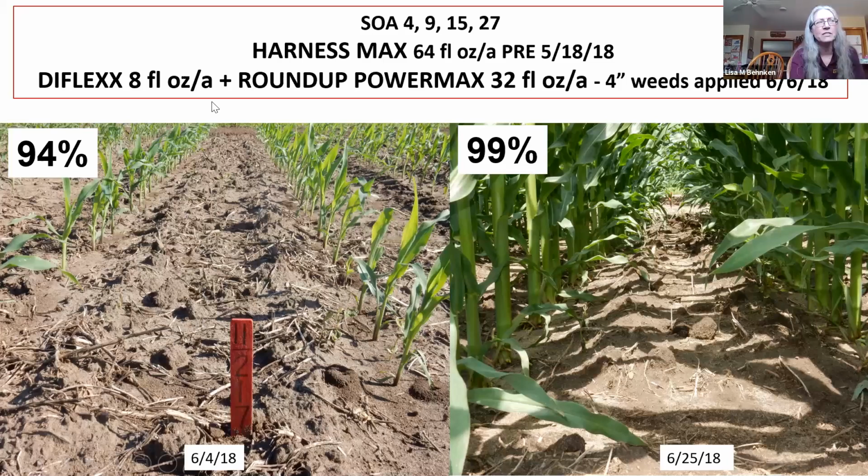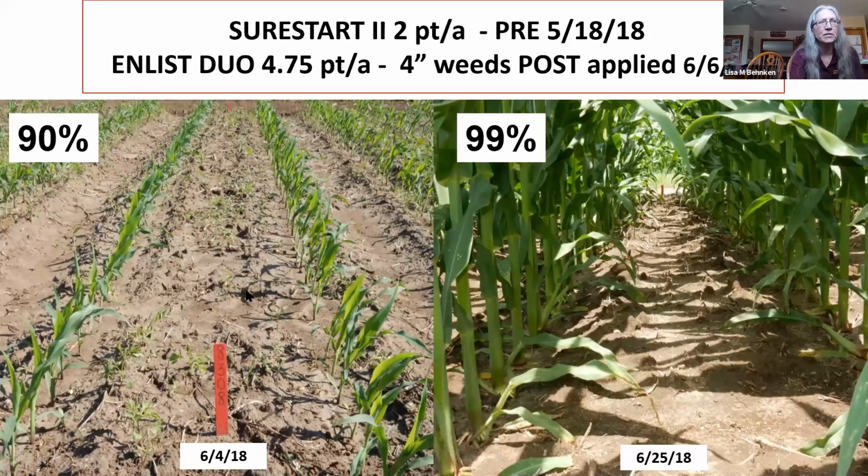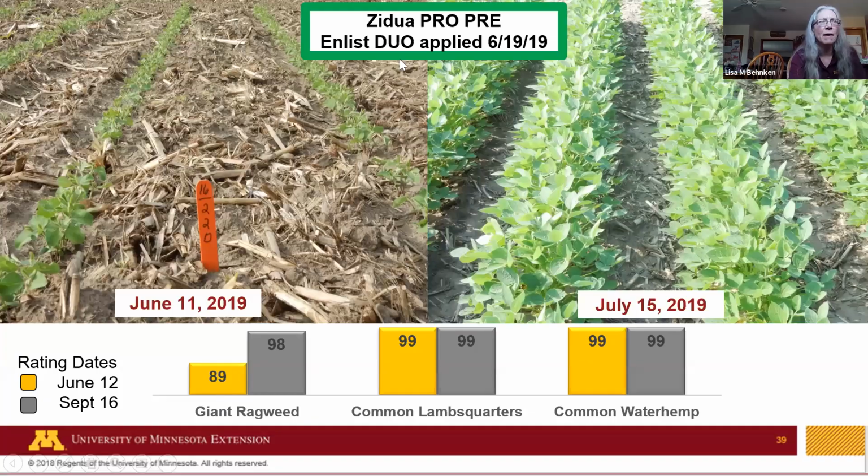Here's Sure Start, just like Triple Flex, 90% control. This was 2018. So now you can see the difference between the two years. We have some giant ragweed, but the Enlist Duo coming back over, cleaning that up and having a great program for the season. And here in our soybeans, just another example, that Residual Pro going down. We've got about 90% control of the giant ragweed, coming back with our Enlist Duo, 99% control of our weeds. Great program for the season.